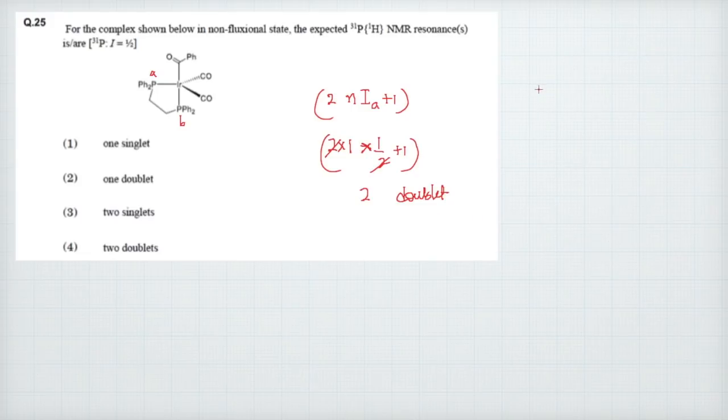Similarly, for the second one also, you will get 2nIb plus 1. If you put the values, 2 into 1 into half plus 1, if you just cancel out, you will get again 2. That means a doublet. So what you are going to get is a doublet and a doublet. So overall the spectrum of the molecule is going to look like two doublets. Okay, so the answer is going to be two doublets for this particular molecule. It was very simple. You just have to see the types of phosphorus and find out the number of splittings based upon the 2nI plus 1 formula. All right, let's go to the next question then.